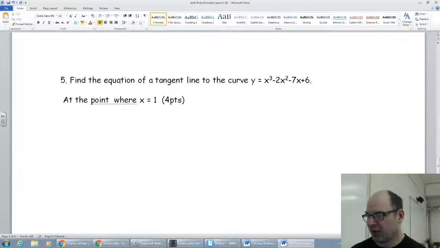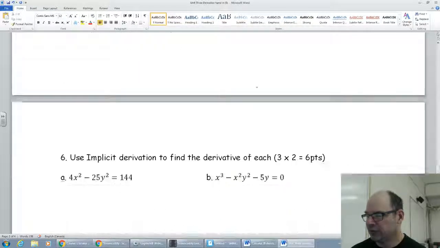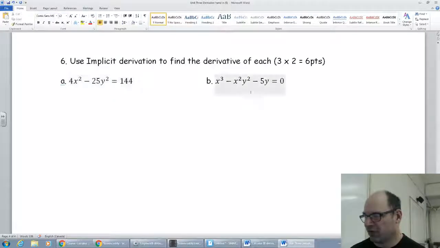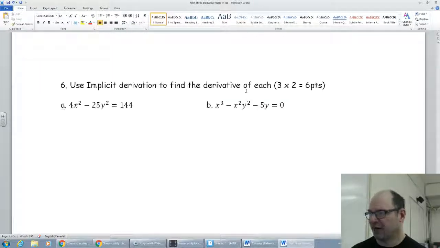Okay, and here's a tangent line question. And a couple of implicit differentiations. Don't forget the product rule there. Okay, and that's our hand-in.